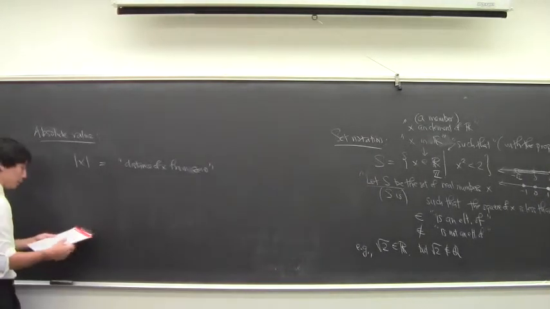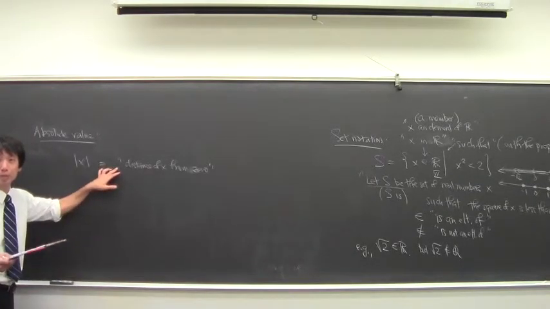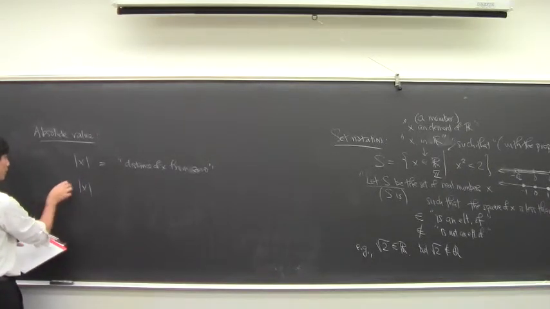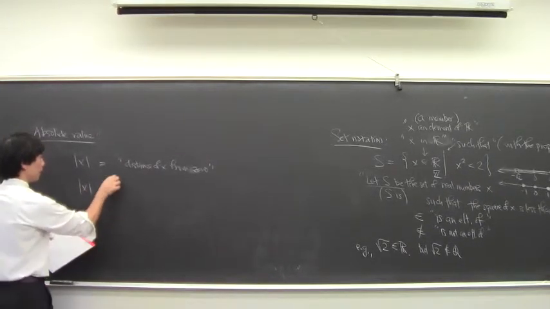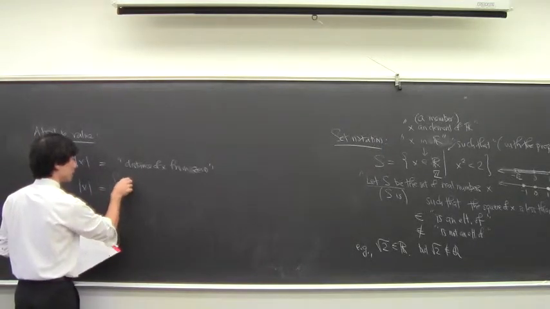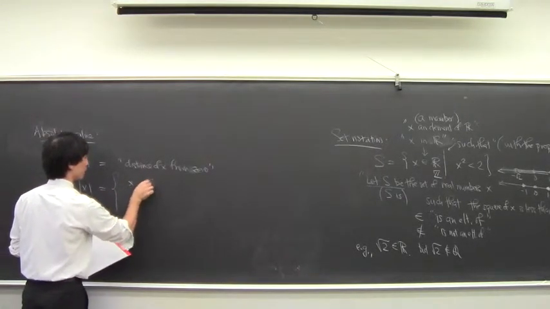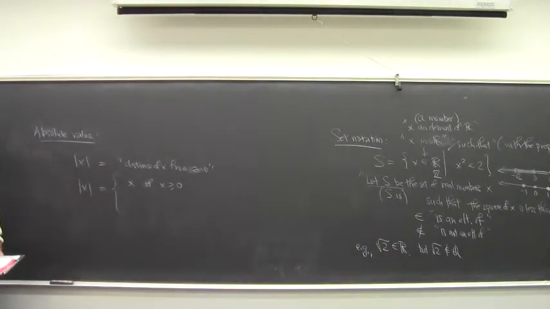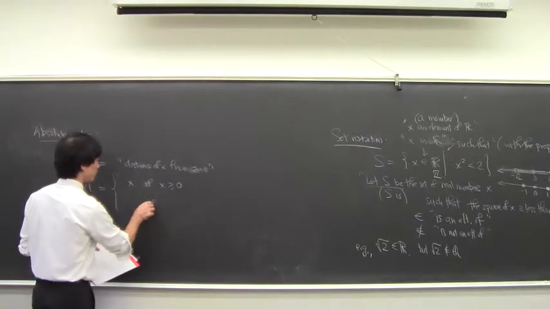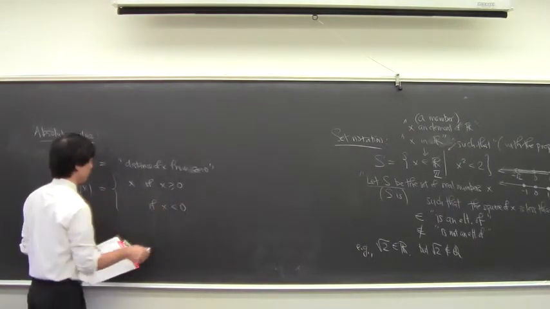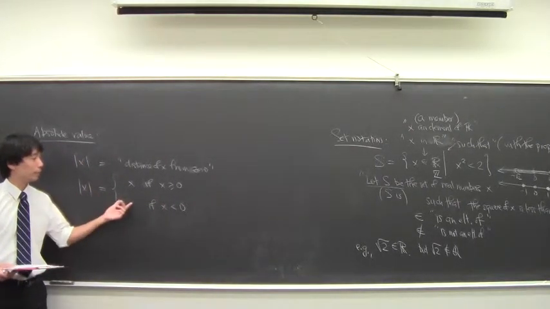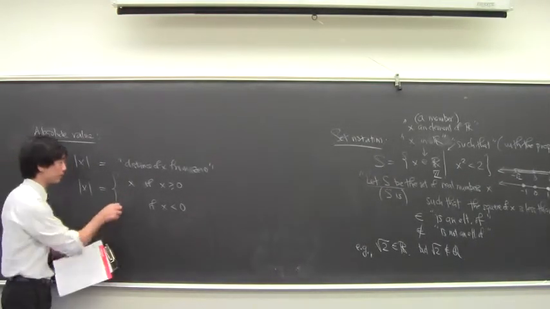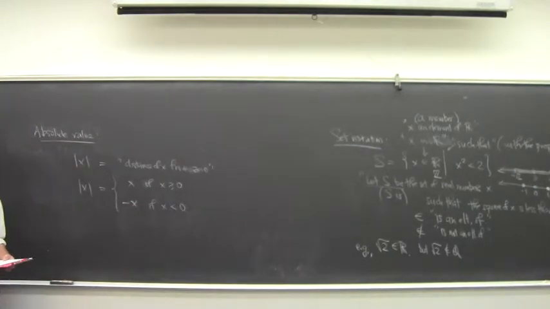So this is sort of like a geometric way of describing it. There's an algebraic way of describing it, which is this, and this is maybe the more formal definition, although they're the same thing. The absolute value of x is just x if x is bigger than or equal to 0. But if x is less than 0, then the absolute value of x is not x. It will be rather negative x.